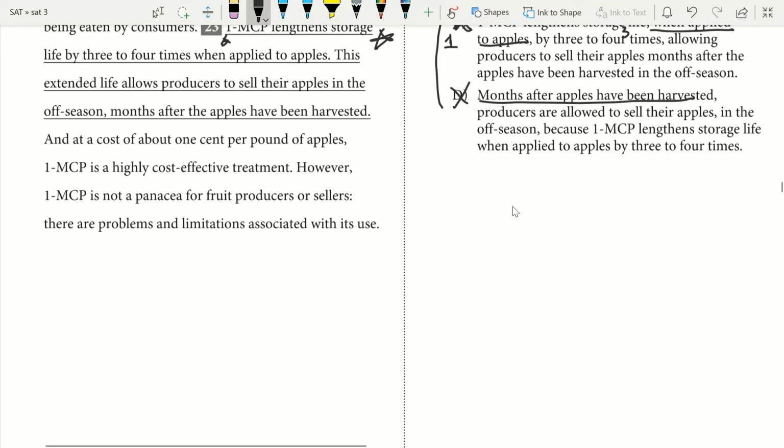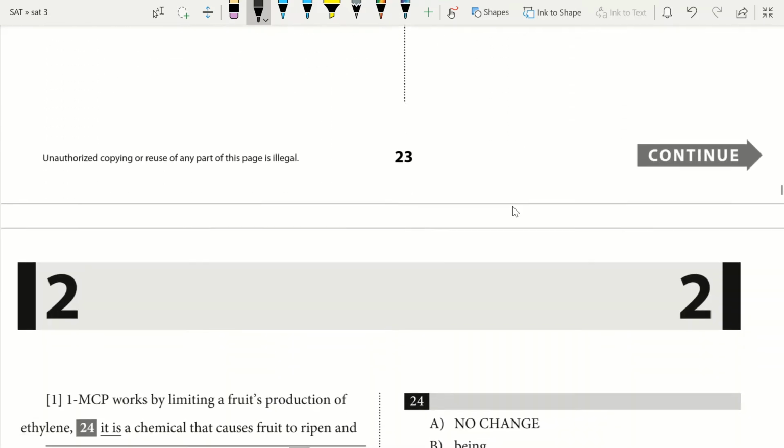Alright, now we begin reading again. So we have, and at a cost of about 1 cent per pound of apples, 1-MCP is a highly cost-effective treatment. However, 1-MCP is not a panacea for fruit producers or sellers. There are problems and limitations associated with its use.